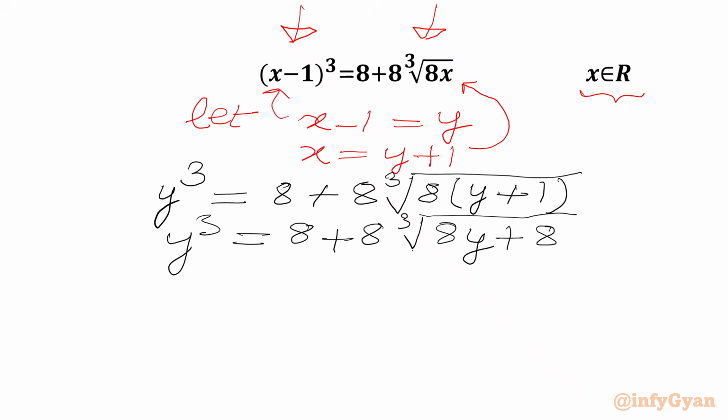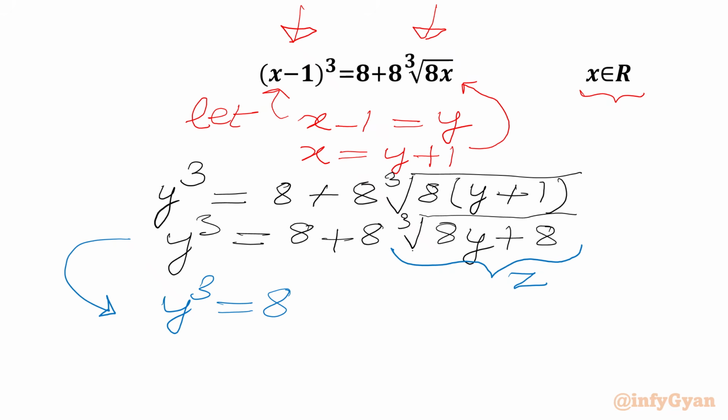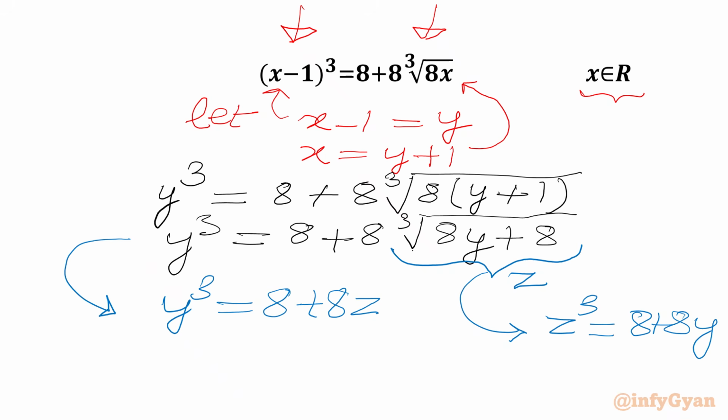Now we'll be using a final substitution for our problem. Cube root of 8y plus 8, suppose this is z. So our equation can be written as y cube equal to 8 plus 8z. And from this substitution, after cubing both sides, I can write z cube will be equal to 8y plus 8, or 8 plus 8y, which I will write here. So z cube equal to 8 plus 8y.